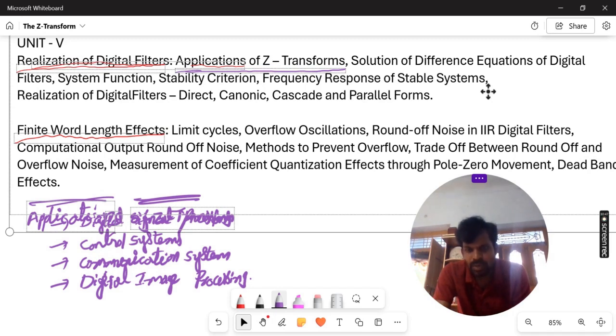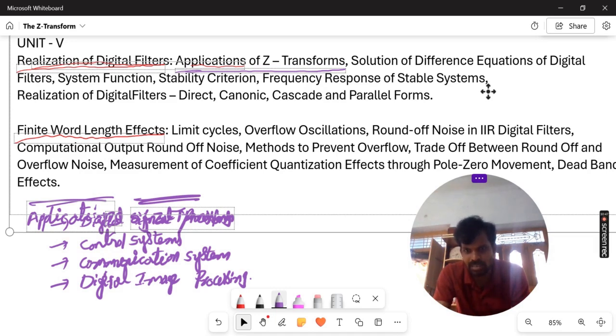And next, what are the properties of the Z transform. Mainly in the Z transform we have two types of sequences, the right hand sequence and the left hand sequence. By combining those two, we get a mixed sequence. So based on the given sequence of the difference equation, we will get different solutions.